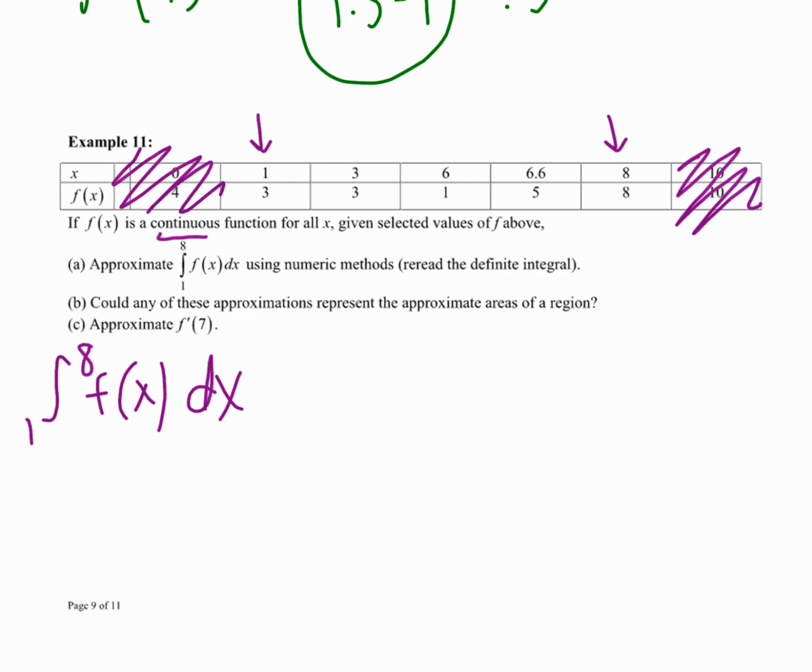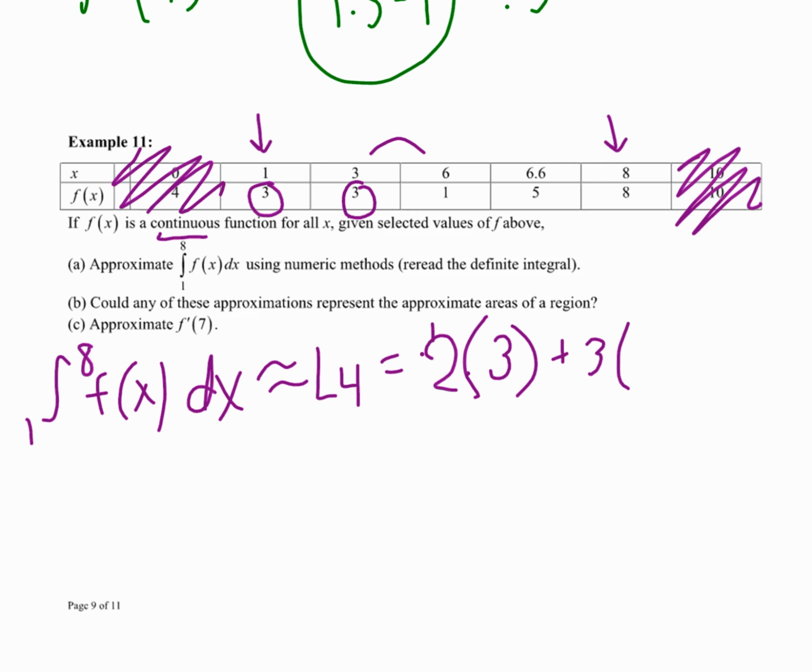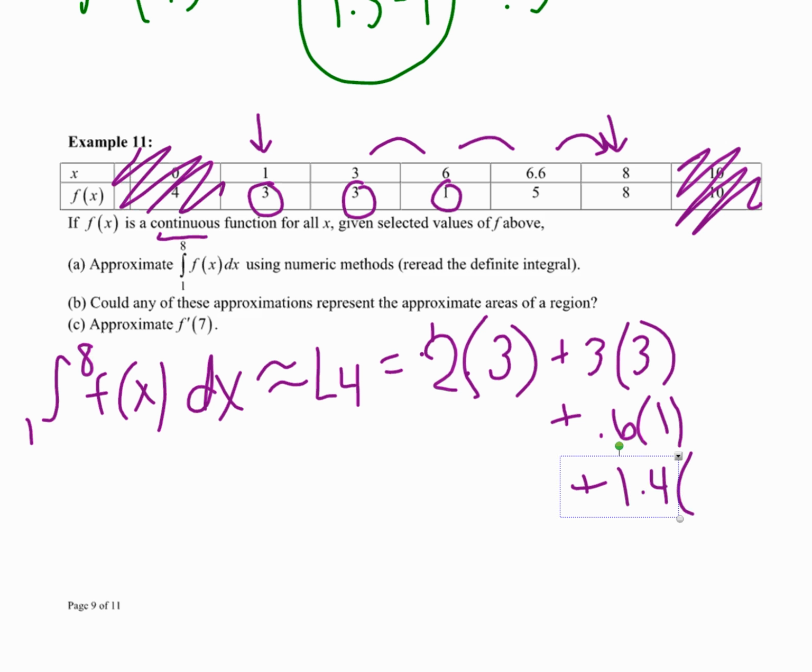So it looks like we can do this with 4 rectangles using the left-hand side. So for this first width, it's 2. And the height is 3. The next width is 3, and the height is 3. Okay, the next width is 0.6, the height is 1. And then we have 1.4 times 5.